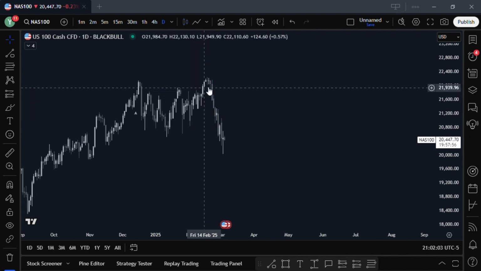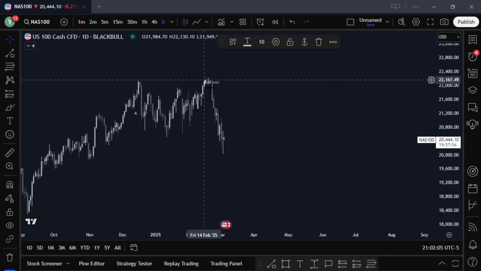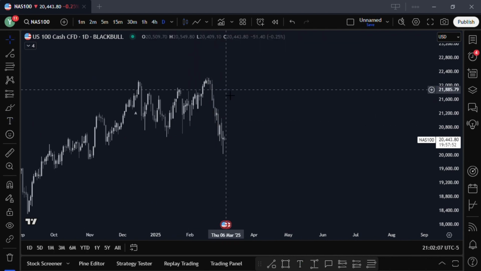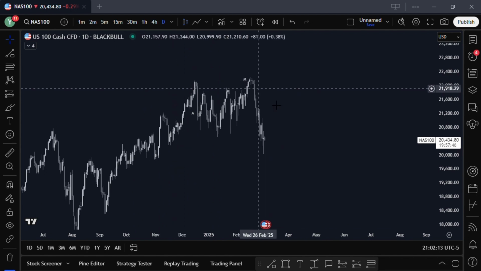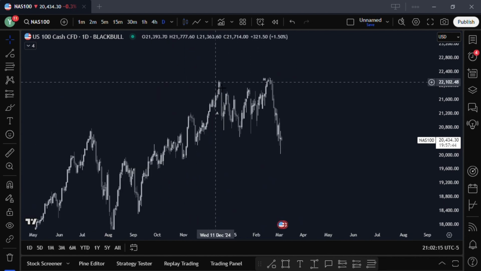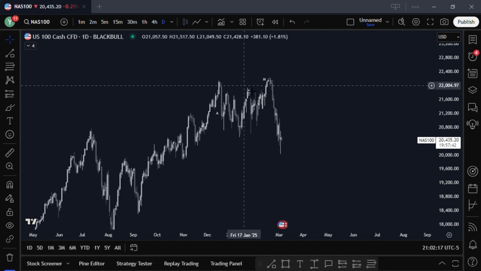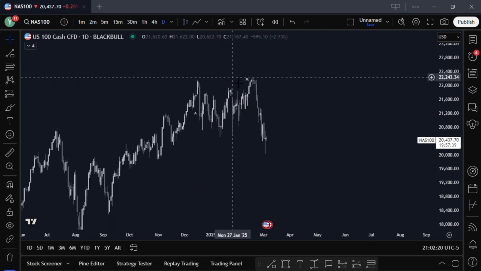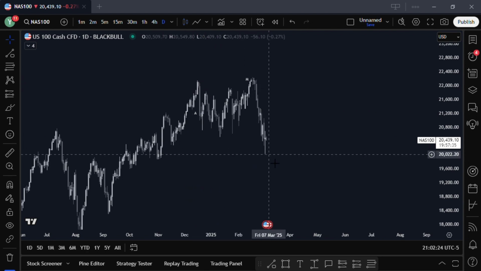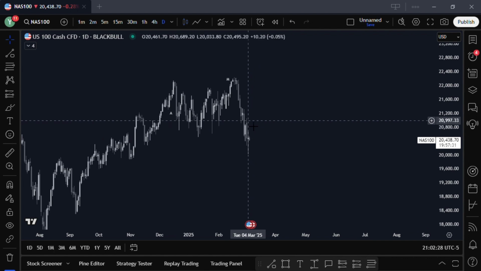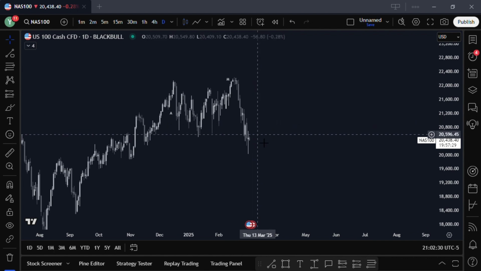And then our manipulation, we are going to take out these sellers that probably have stop losses above here, thinking price is going to go down. It's going to respect this swing high, going to respect these highs here. We're going to go to the downside. So we take out these sellers and then immediately distribute to the downside, which allows us to take price further.